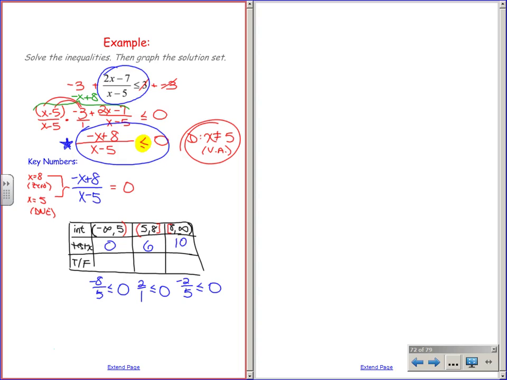This is what I got. What do you guys think? Is any negative number for the first one less than 0? Yeah, so since that one's a check, I'm going to put true. That's a part of my answer.